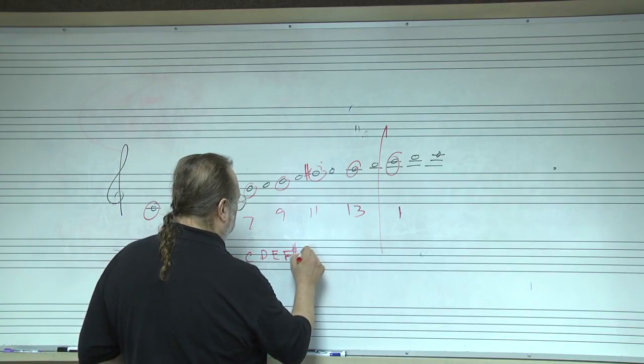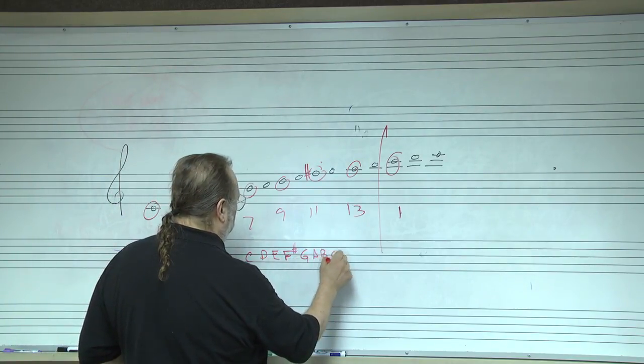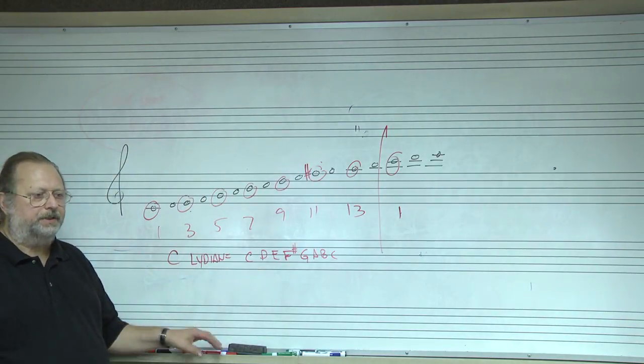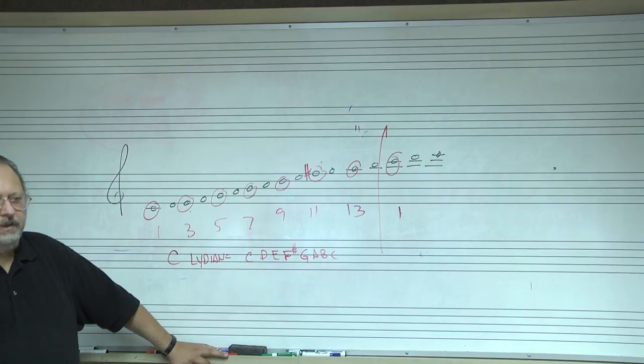Why is it 11 to 4? So the C Lydian scale covers the F sharp in it.